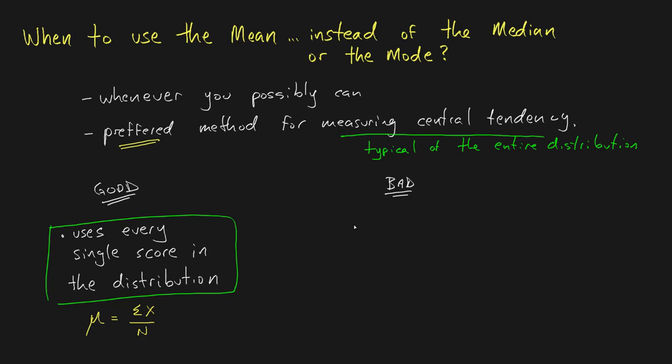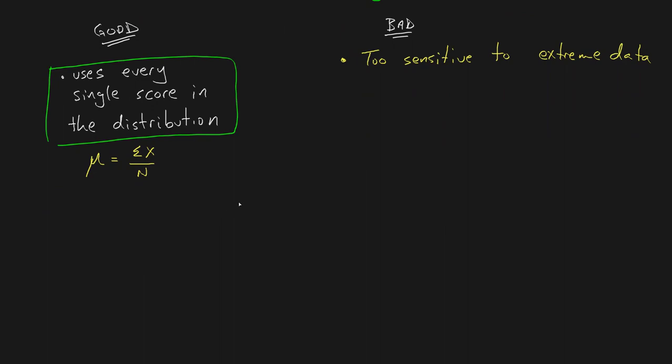Now, there are a couple of drawbacks to using the mean, or rather, there are some characteristics of the mean that make it a bad choice in some situations. One of them is that the mean is too sensitive to extreme data. What do I mean by that? Well, let me give you an example. Let's say that I have a simple data set. I'm looking at people's salaries. Let's say one person makes 80,000, another person makes 90,000, another person makes 100,000, and then somebody makes $1 million.